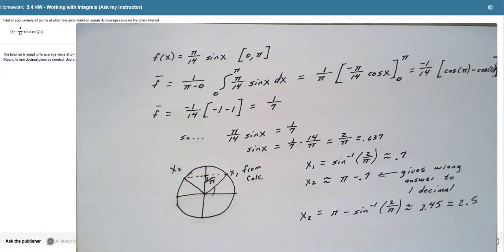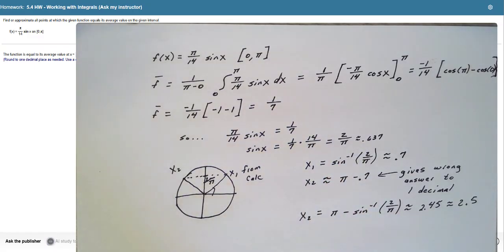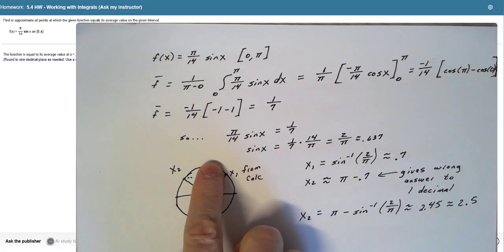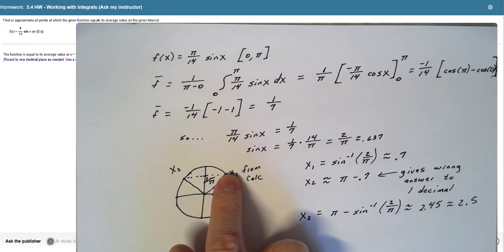Now, the only way we can find the correct angle for that, since this is not one of the common angles we're supposed to be familiar with on the unit circle, is to take the inverse sine of both sides and say that x1 is going to equal the inverse sine of 2 over pi. But please remember, the restriction on that is that the inverse sine is only capable of giving you an answer between negative pi over 2 and pi over 2. So my calculator is only capable of giving me x1. I have to get x2 from logic.